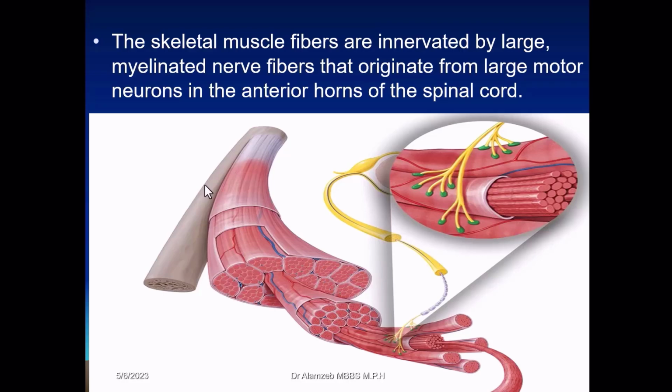The skeletal muscle fibers are innervated by a large myelinated nerve fiber that originates from a large motor nerve in the anterior horn of the spinal cord. This is a motor nerve. You can see that this is the posterior horn and this is the anterior, and it originates from the anterior horn. This is a large motor nerve, and its terminal fiber, the axon terminal, supplies the muscle fiber. These are the muscle fibers.